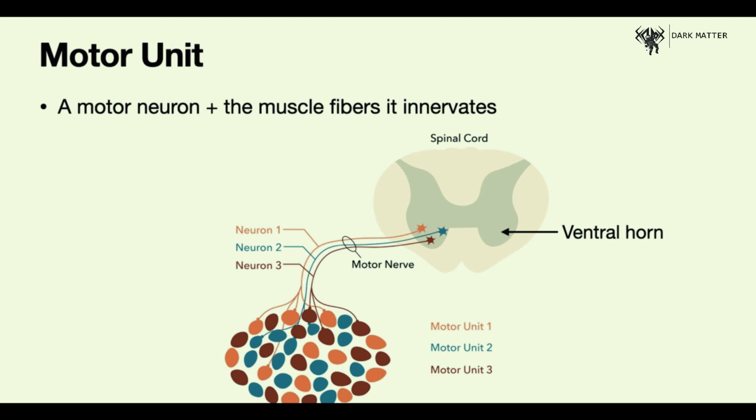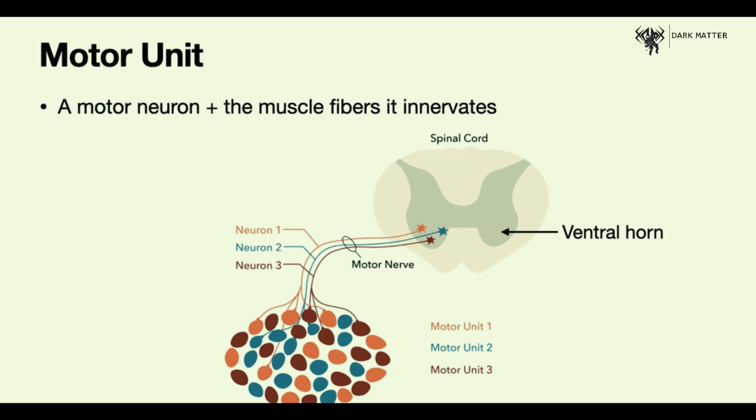Now we can move to the actual motor neurons themselves. First, it is important to understand how the motor neurons and the muscle fibers are organized. So in this diagram of the spinal cord, we can see different motor neurons, specifically lower motor neurons, and the muscle fibers that they innervate.